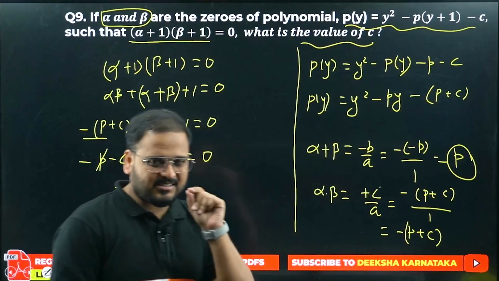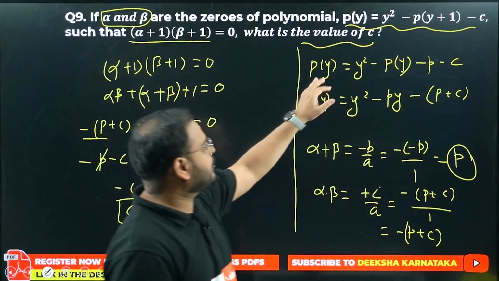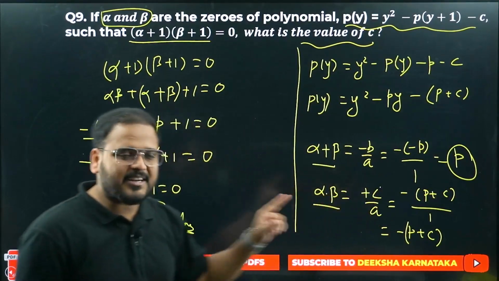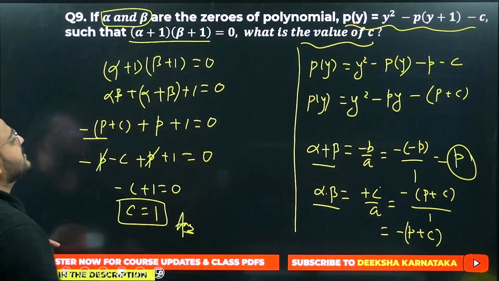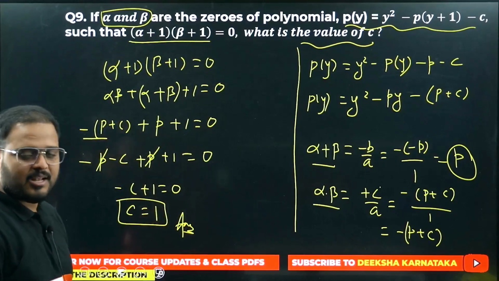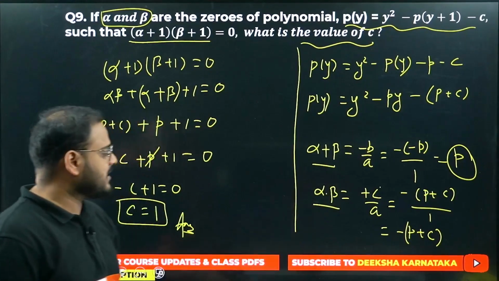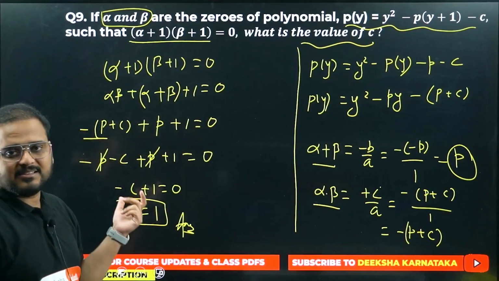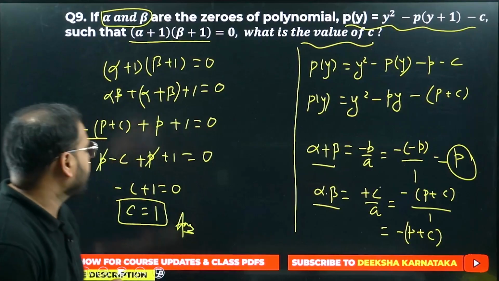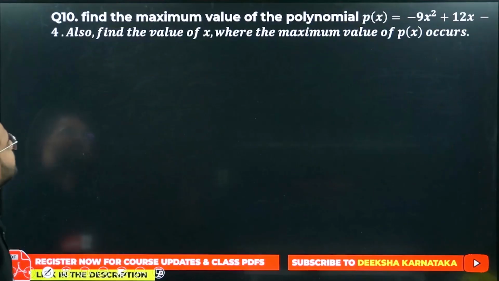What did I do? I'll just brief it again. So polynomial was given. I did the expansion. Then I found the sum and the product. After that, I used in the expression that they gave. Okay. Simplified it. Used alpha plus beta and alpha into beta values from the sum and product in terms of variables only, P and C. Got rid of P by cancelling it, and C comes as 1. C comes as 1. So this is okay. Moving on to question number 10.